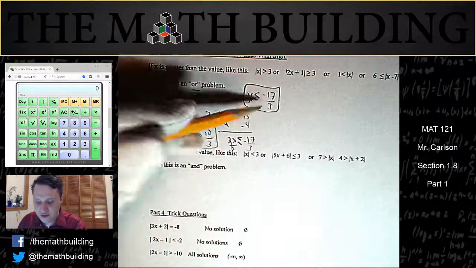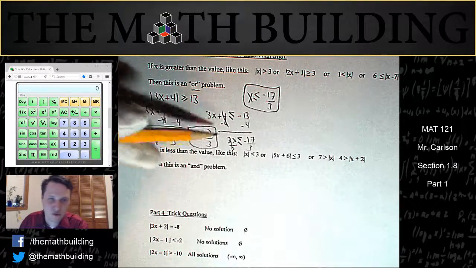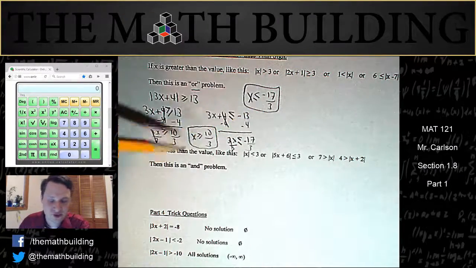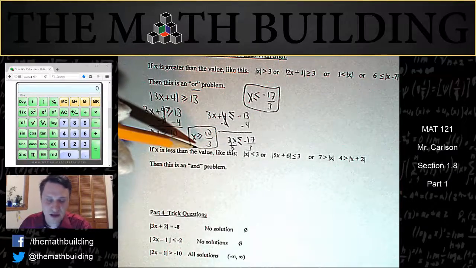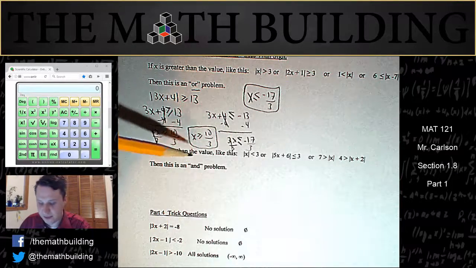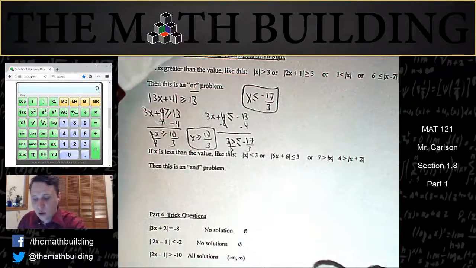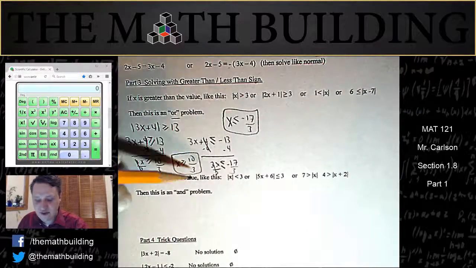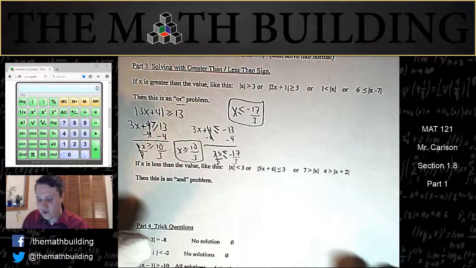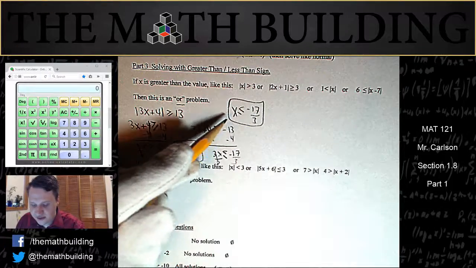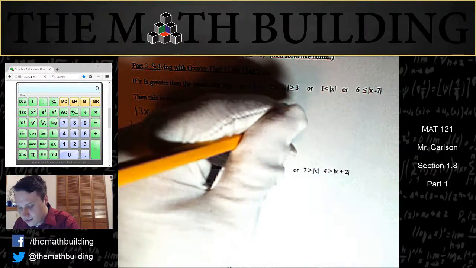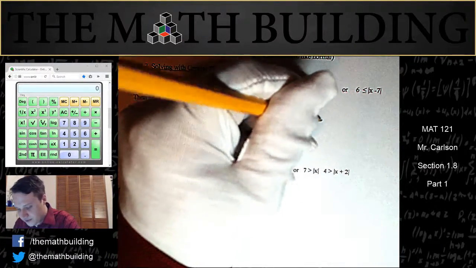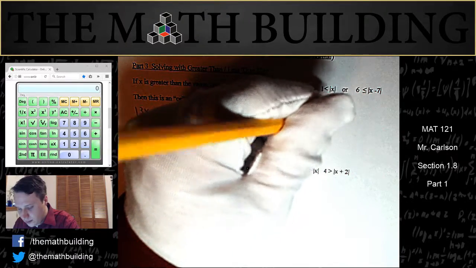Notice, by the way, that these two aren't the same numbers. It's not 10 over 3 and negative 10 over 3. So they're not always going to be the same. So you need to go ahead and solve both of them very carefully. Now, because it's an OR problem, any of these values can be the answer. So you write your answers like this. We're less than or equal to negative 17 over 3.